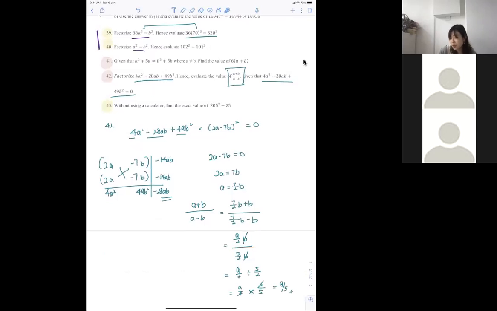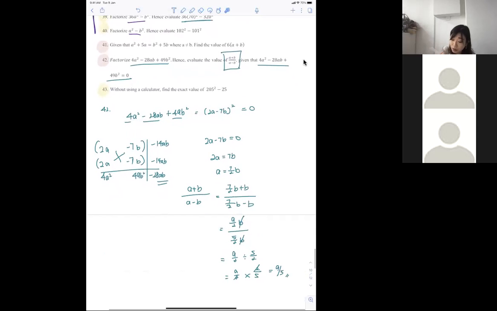Okay, from here onwards, actually, you can put calculator. But sometimes when you put calculator, you put the same thing as your friend, but then you get a different answer. It's because sometimes your calculator doesn't read what you type properly. So better if you simplify first, then you put calculator.